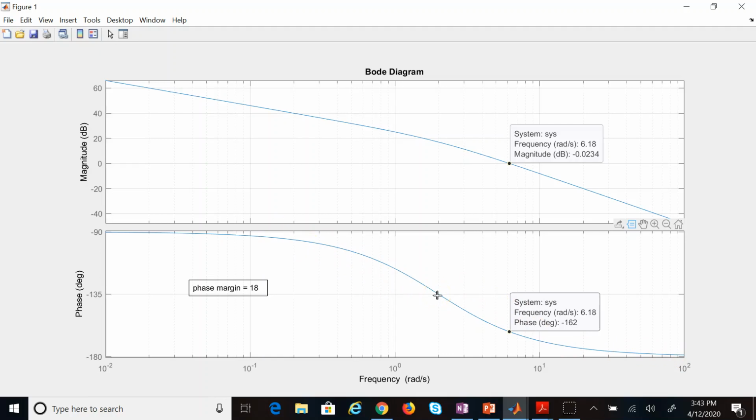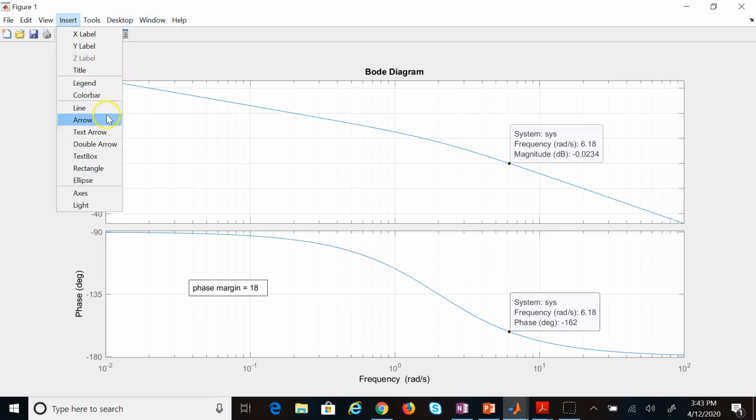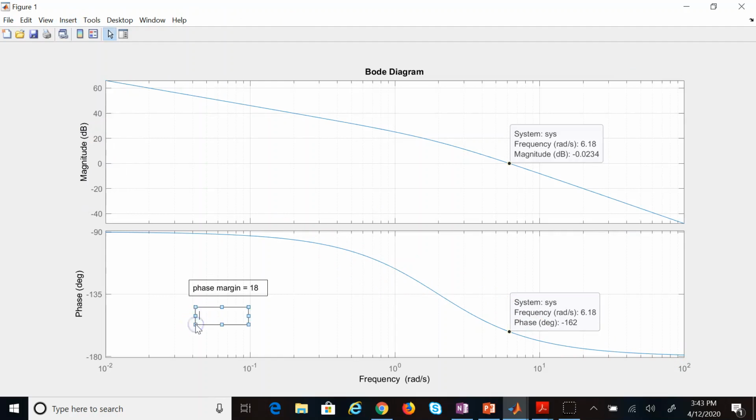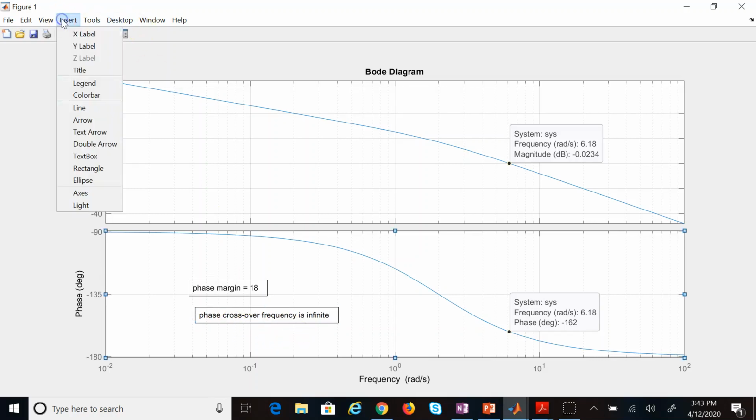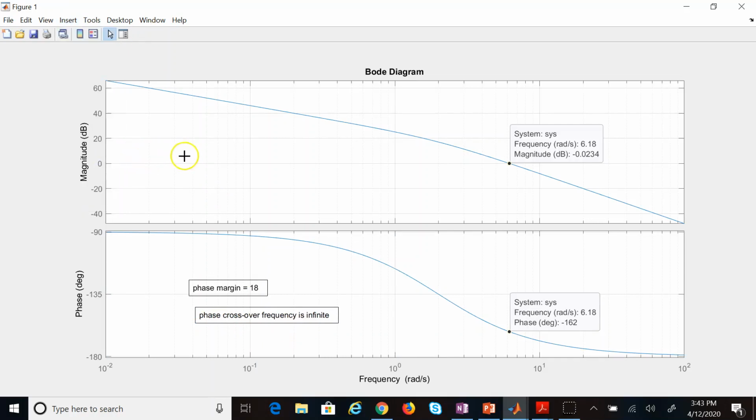In other words, the phase crossover frequency for this system, let me draw it again here. So the phase crossover frequency is infinite. There is no finite number for phase crossover. You remember that the gain crossover frequency, where the gain passed from 0, so gain crossover frequency in this system was 618, almost.